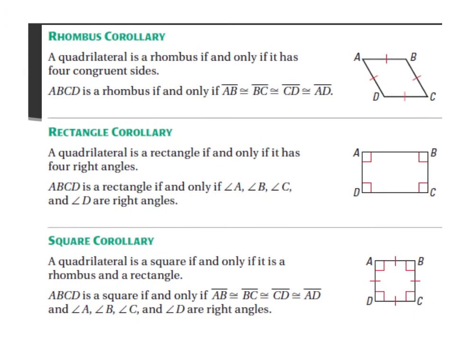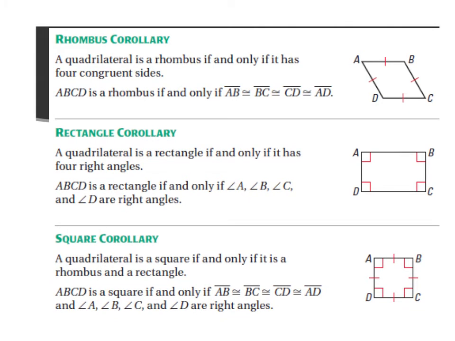The first one is the rhombus corollary, and this one states that a quadrilateral is a rhombus if and only if it has four congruent sides. We just saw this on the previous slide, but now it's officially presented as a corollary. Notice the words if and only if. This is a biconditional, so you can read it backwards and forwards. So ABCD here is a rhombus if and only if AB is congruent to BC, which is congruent to CD, which is congruent to AD. This statement is just showing that all four sides are the same.